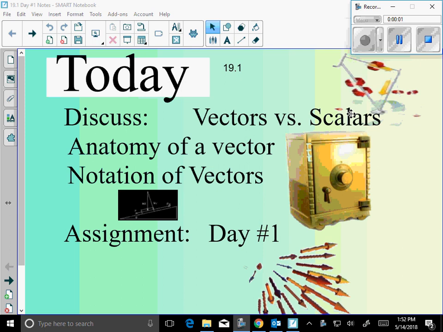Here we go. We are at 19.1, the last chapter of the year, 19.1 on vectors. Today we're going to talk a little bit about the anatomy of a vector and notation of vectors. For you physics folks out there, this will be pretty elementary in nature. You can just kind of cruise along and observe and enjoy the show.